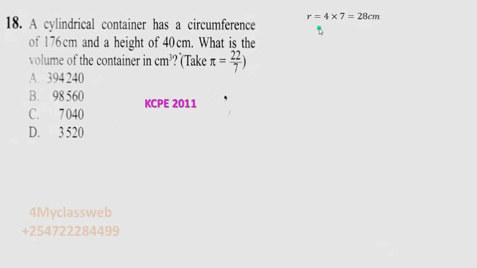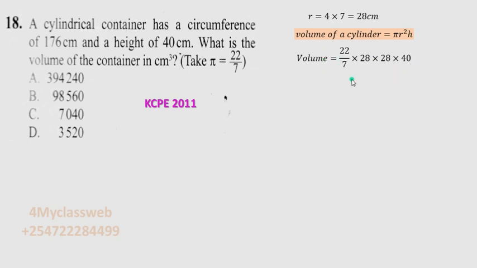So since now we've got our radius to be 28, and our formula for working out the volume of a cylinder is pi r squared h, we can now substitute r with 28, and so this is what we shall be having for the volume of that cylinder, which is 22/7 multiplied by 28 times 28 times 40. Why 28 times 28? It is because it is r squared, and r squared will mean r times r. That's why we have 28 times 28.